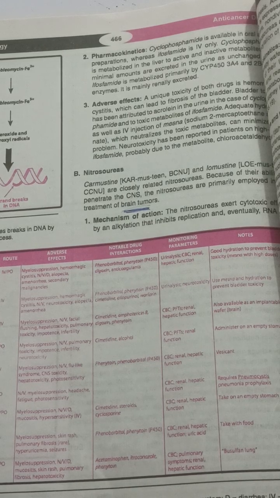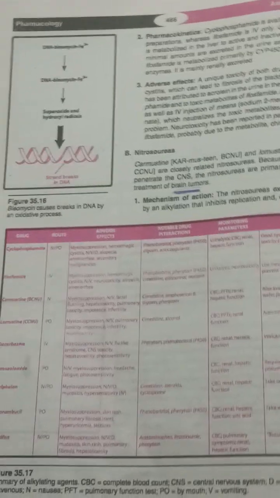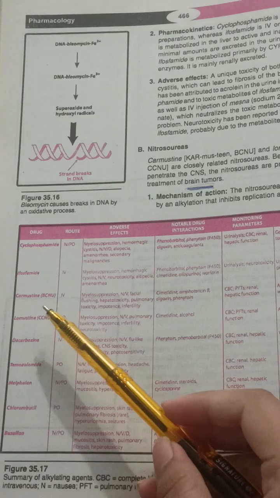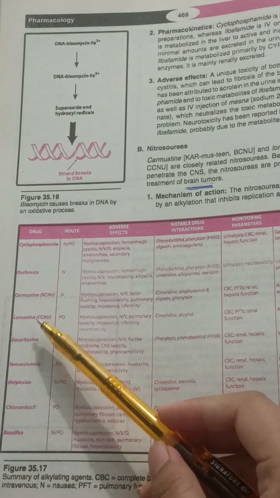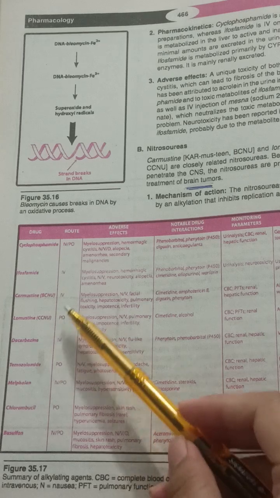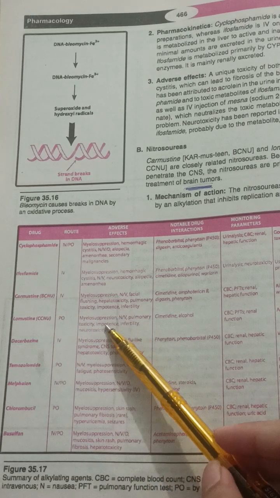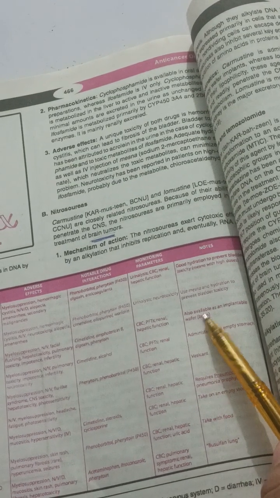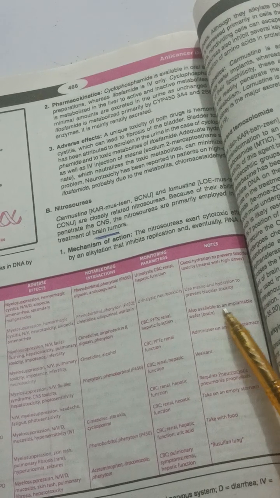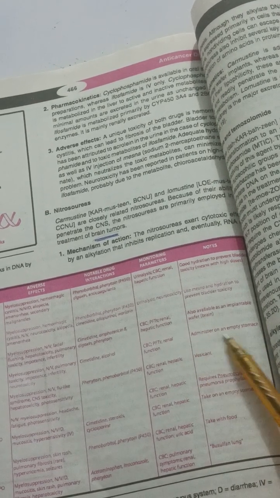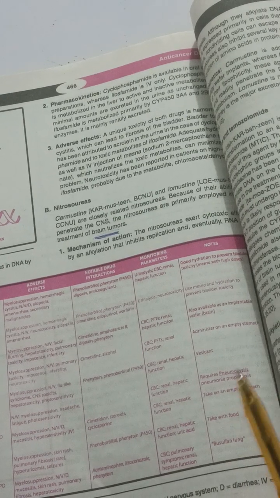The mechanism is almost the same. Their adverse effects are that they can cause myelosuppression, pulmonary toxicity, and hepatotoxicity. Lomustine should be administered on an empty stomach. This is the specific thing for lomustine. Now see the table here. Carmustine can be called BCNU, and lomustine can be called CCNU. IV and oral routes are given. Adverse effects are the same, and the special note is that carmustine is also available as an implantable wafer, and lomustine has to be administered on an empty stomach.